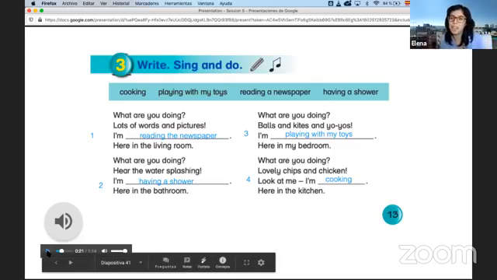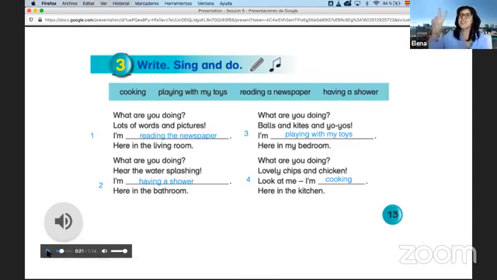Okay, so are we ready? 1, 2, 3. What are you doing? Lots of words and pictures. I'm reading the newspaper here in the living room.